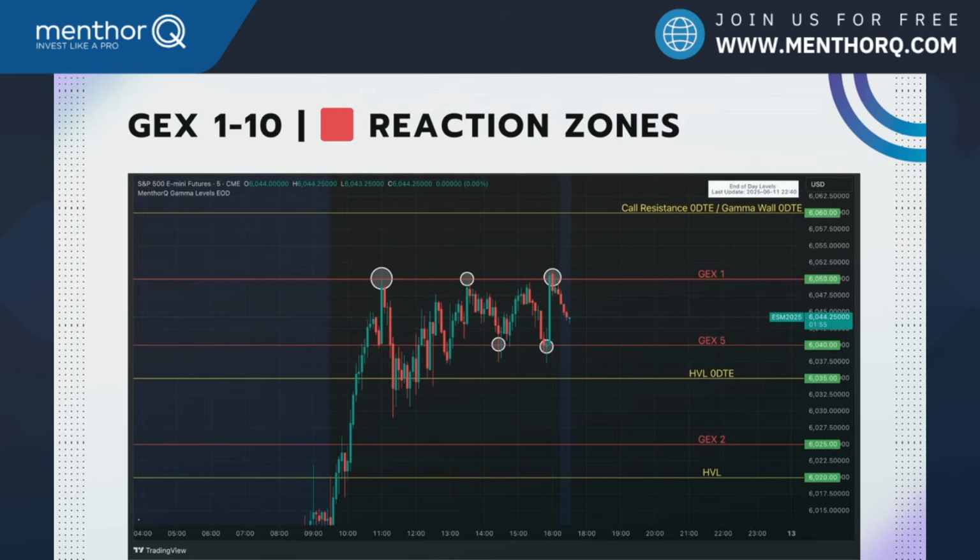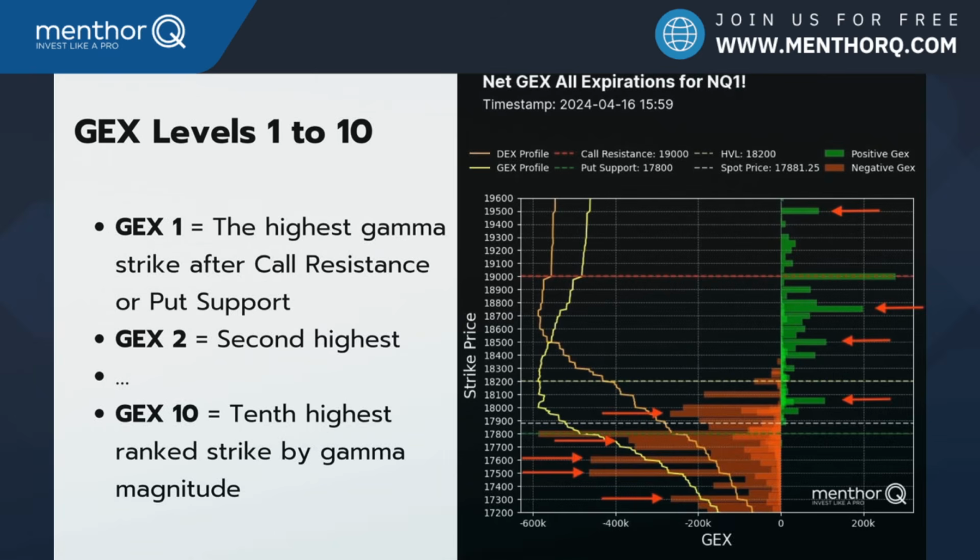So we have a question: is JAX1 equal to put support or call resistance? No, the answer is no. JAX1 would be the second level with the highest gamma after put support and call resistance. If we look at our net gamma exposure chart, put support and call resistance will be the levels with the highest green or red bar, and then JAX1 will be the second highest level, whether it's positive or negative. I hope that makes sense.